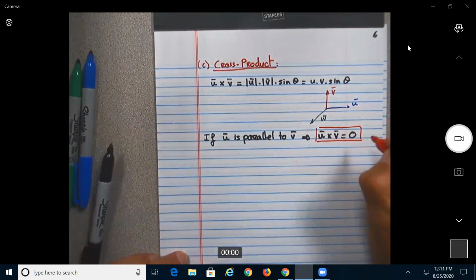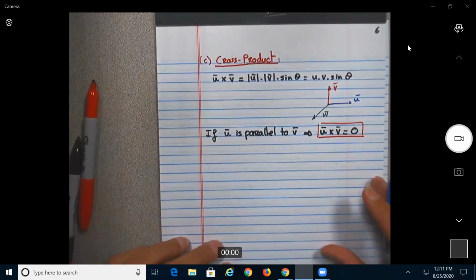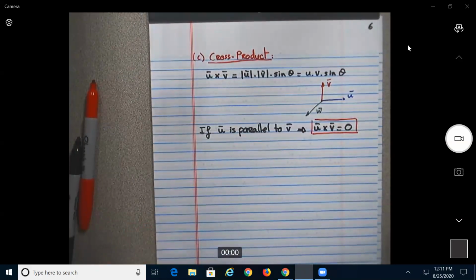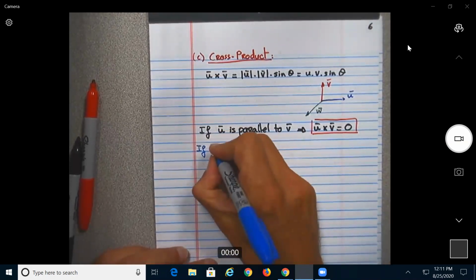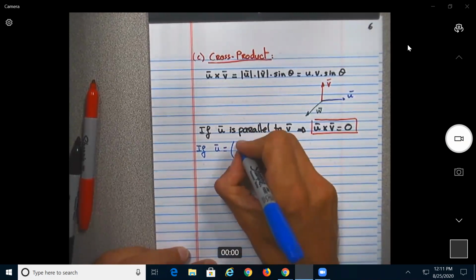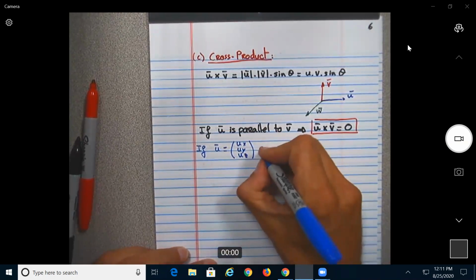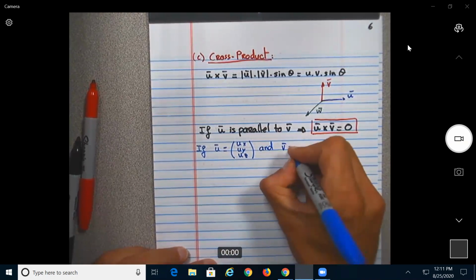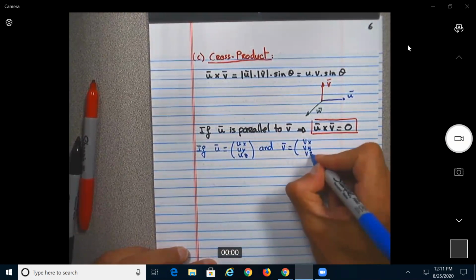All right, so let's do an example. So how do you do the calculation? There's 2 ways to do it. I always do it one way, but generally people from India generally do it the first way we're going to do it here. If U equals Ux, Uy, Uz, and V equals Vx, Vy, Vz.